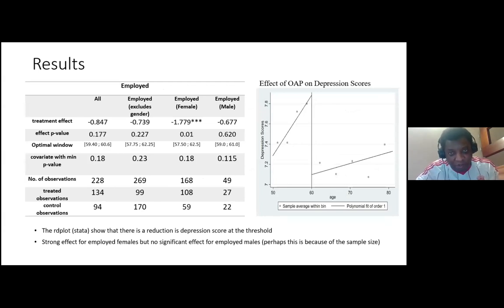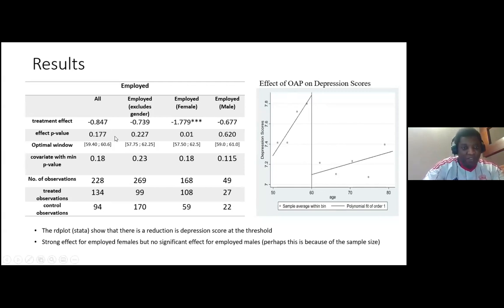So going on to the result, like I said, we separated the result into different groups based on employment status and gender. This figure here shows the result for the full sample. This is the popular RD figure that you see in almost every paper that uses RD. And you can see that there is a significant drop in the differential score at the threshold.